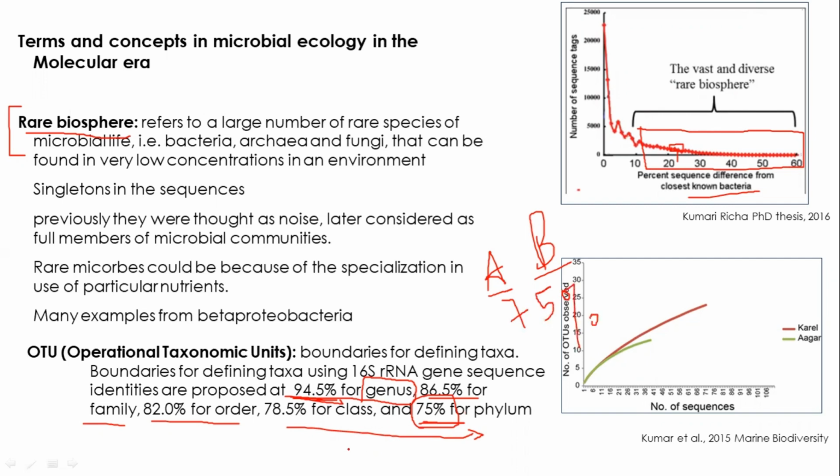Now, after 75, if they have more than 78, it is the same class. More than 82, the same order. More than 86, the same family. More than 95, the same genus. And if it has more than 97% similarity, it is the same species, right? If they have more than 95% similarity but less than 97%, they could be one genus but belong to two different species. This particular concept is called operational taxonomic unit.